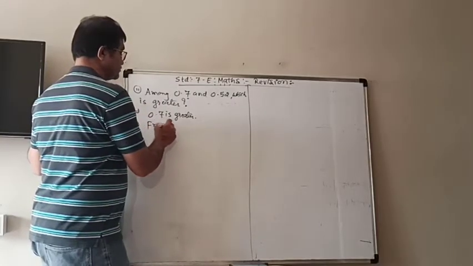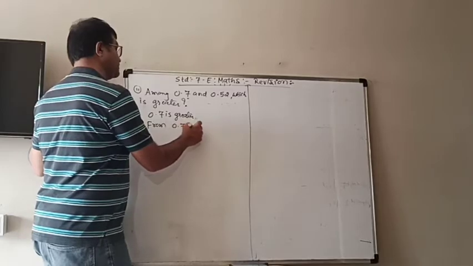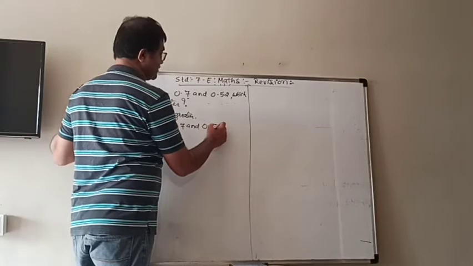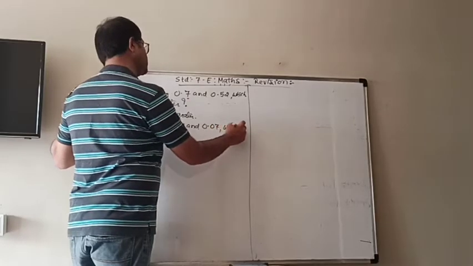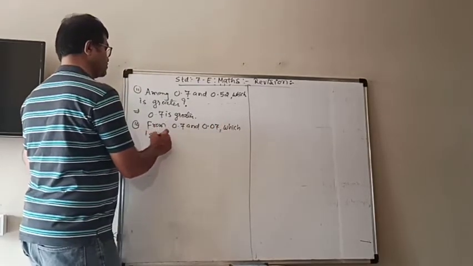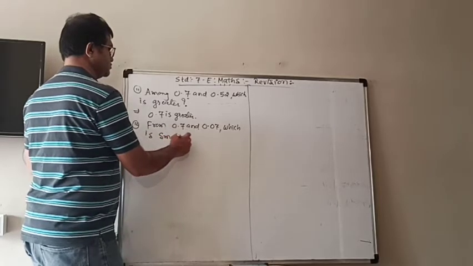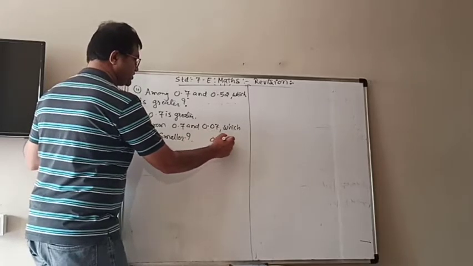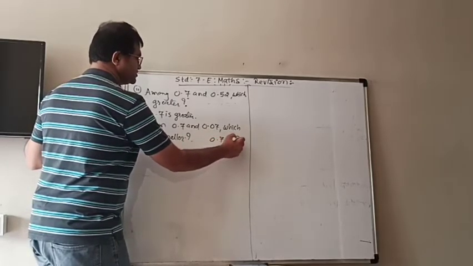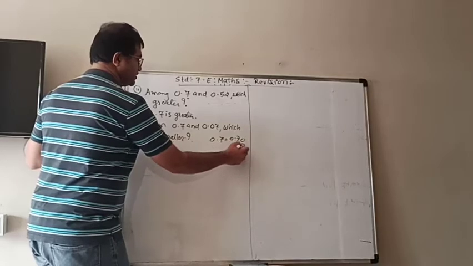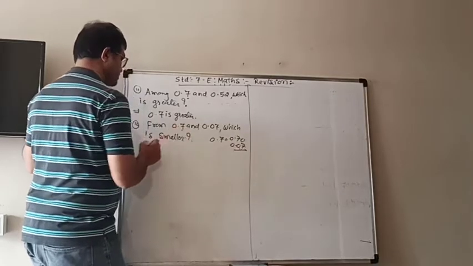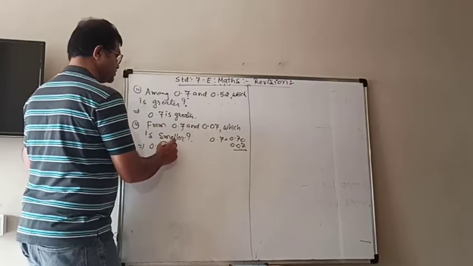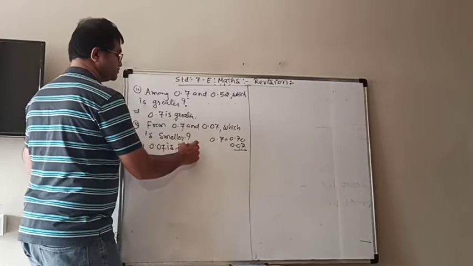From 0.7 and 0.07, which is smaller? Here also you have to do the same thing. 0.7 you have to write as 0.70, and here 0.07. So 70 is greater. So smaller is 0.07. Therefore 0.07 is smaller.